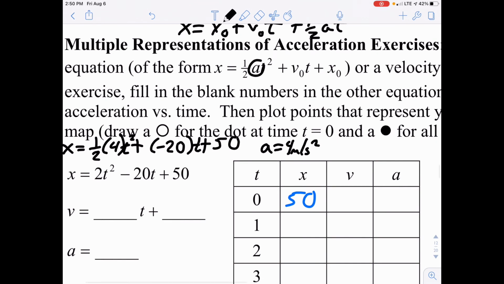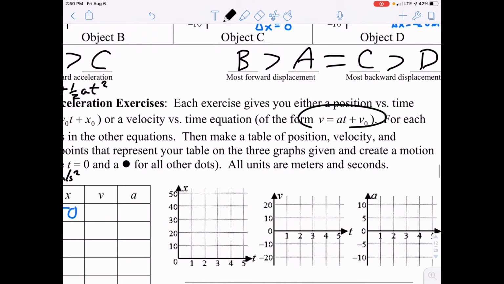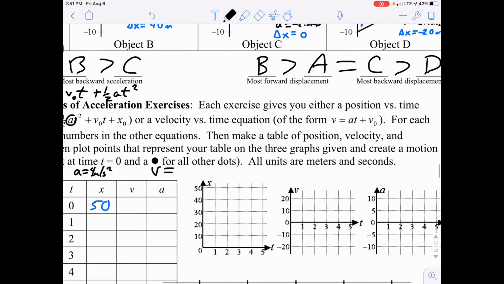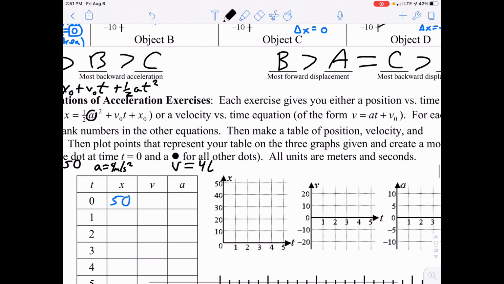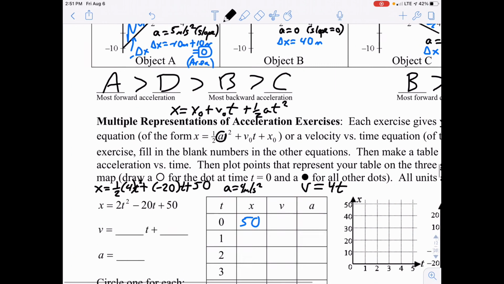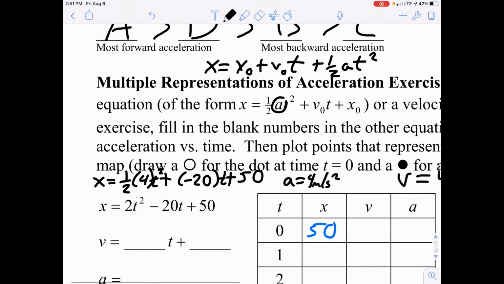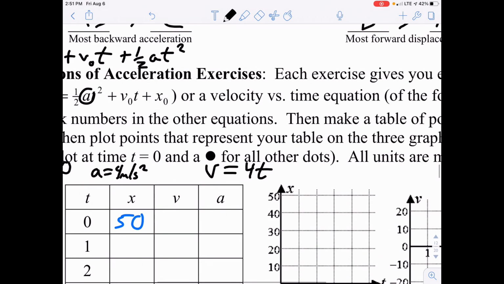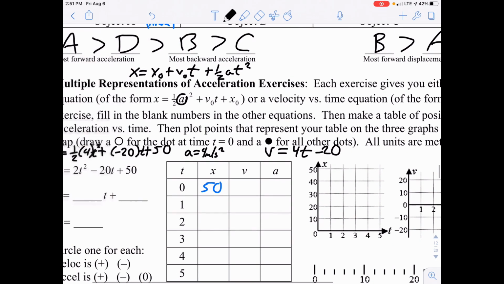And I can rewrite that equation here as v is equal to at, which would be 4 times t, plus v naught. Now, look at the equation one more time. The term in front of t in this equation is also v naught, which is my negative 20. So it's 4t minus 20. So what we're going to do is we're going to use both of these equations here to fill out this chart and this chart. Okay, let's try it.